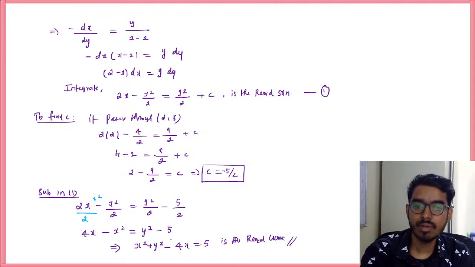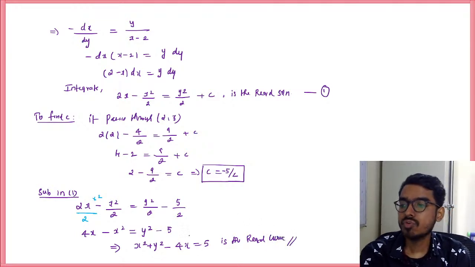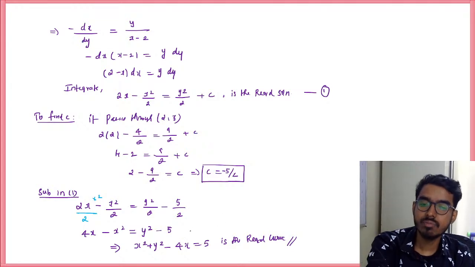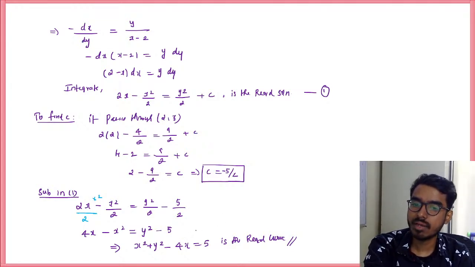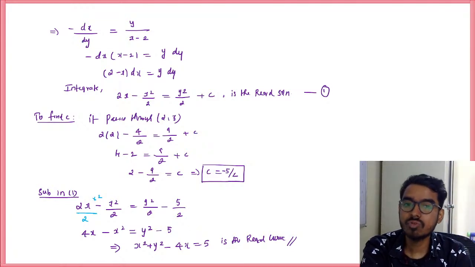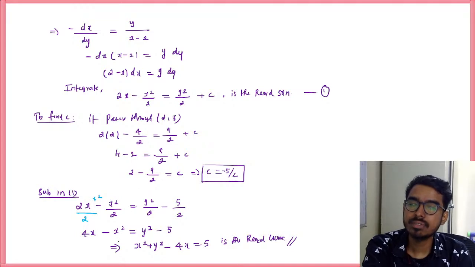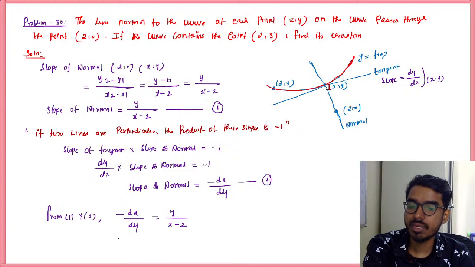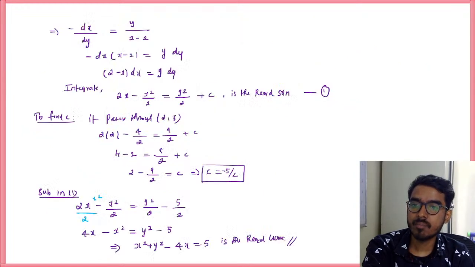Very interesting problem. If you look, this will be some conic. It can be a parabola, a circle, an ellipse or a hyperbola, which you have to find. We don't need to do that here, but it will be some conic. It can be a circle, an ellipse or a hyperbola. So that's it.